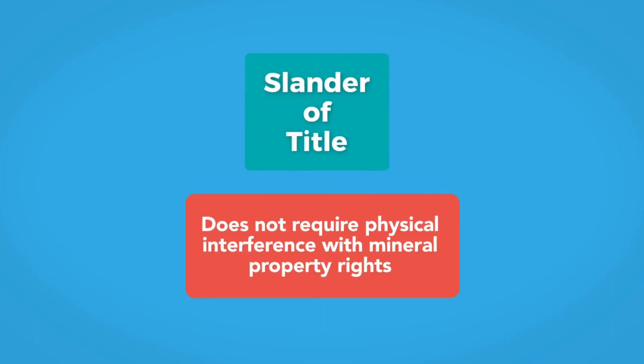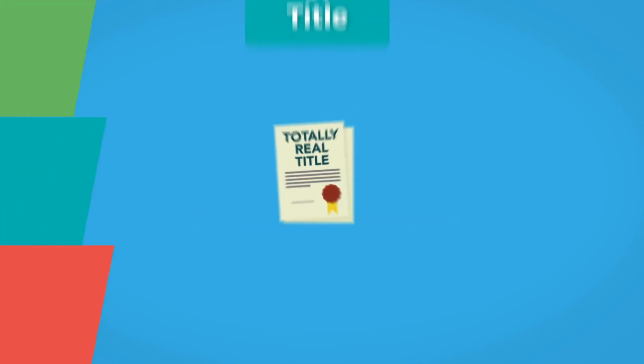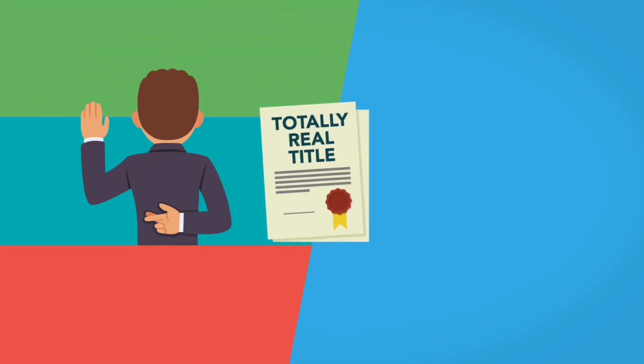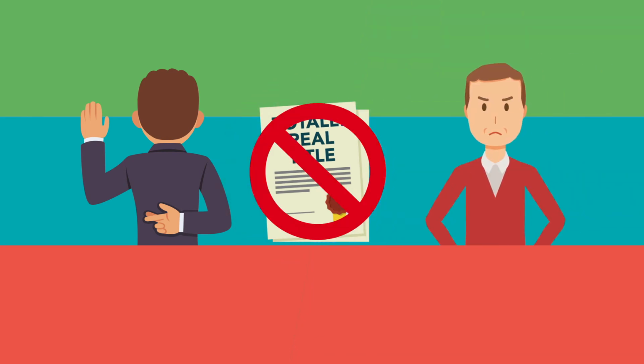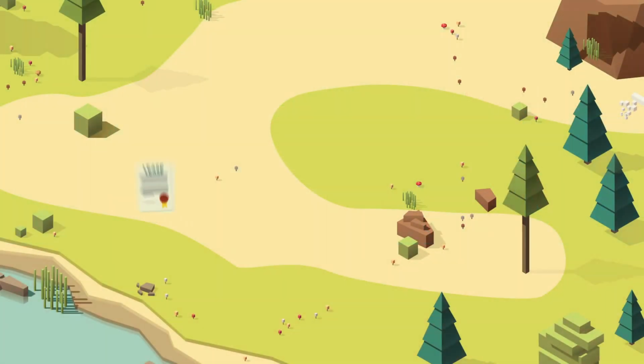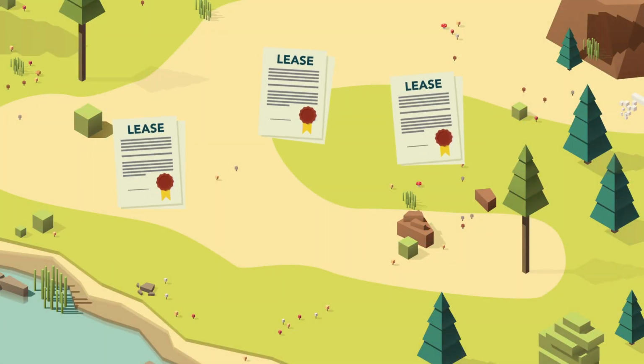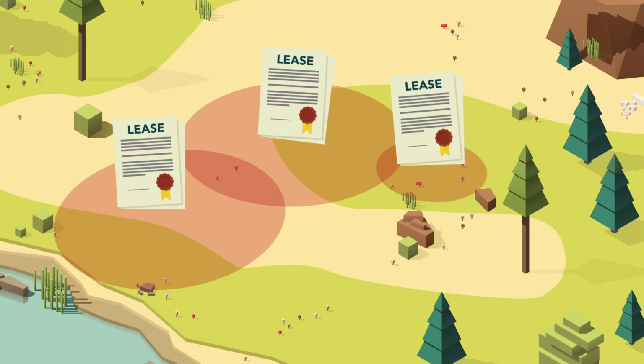Slander of title actions do not require physical interference with mineral property rights. Rather, these claims arise when a defendant makes a false claim of title to mineral rights with malicious intent and in a manner that causes monetary damages. Slander of title actions tend to arise in mineral rights cases when landowners execute successive oil and gas leases on the same tract of land. The multiple lessees may interfere with each other's property rights by failing to record or give proper notice of their interests.